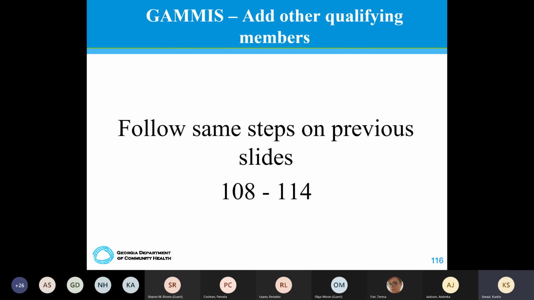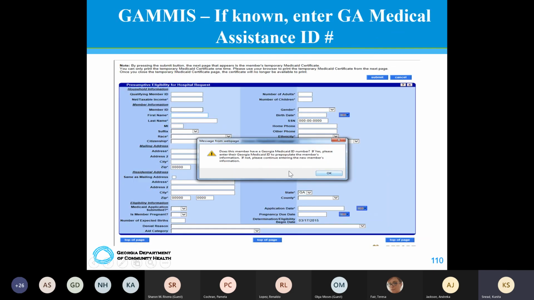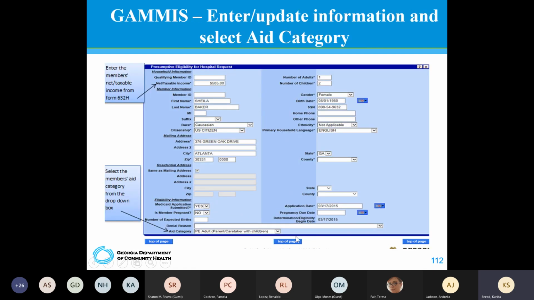What you have to do, if you have more than one person that you need to add to GAMIS, you're just going to go back through the slides that we just went over, starting right here, putting in their ID number if they have one. If they don't, you just start putting their information in here, everything that you get from the 632H, picking the aid category and all of that.